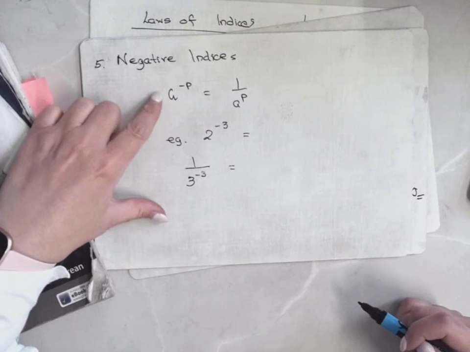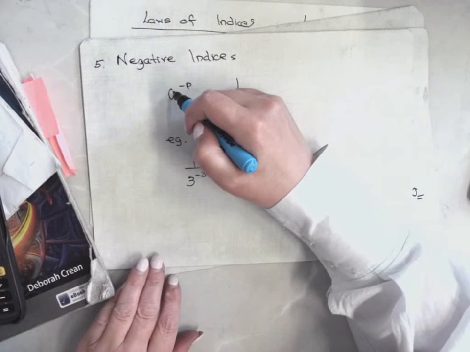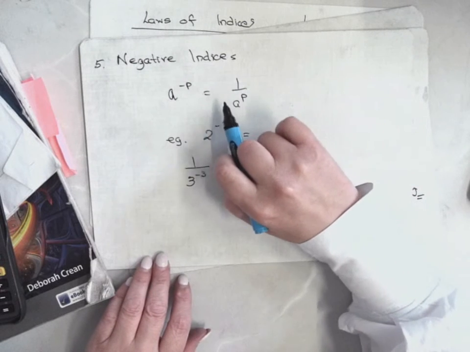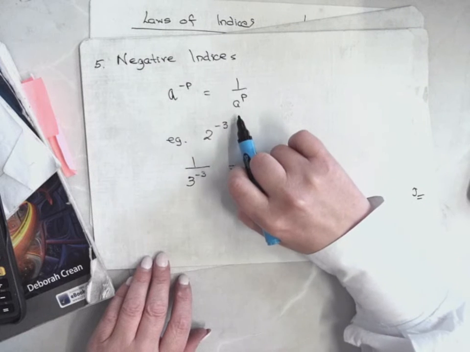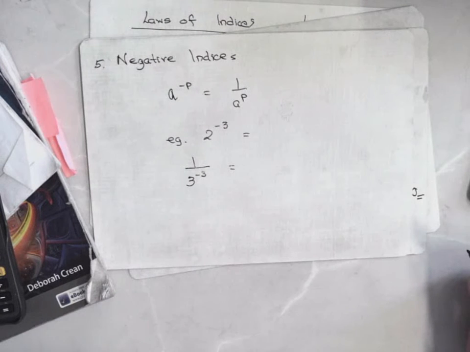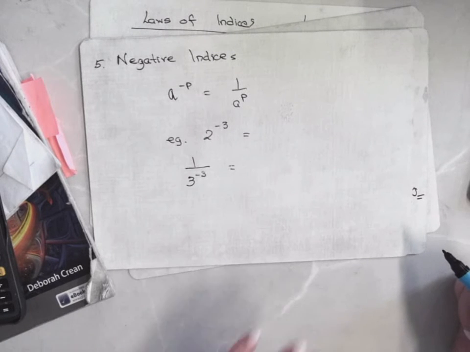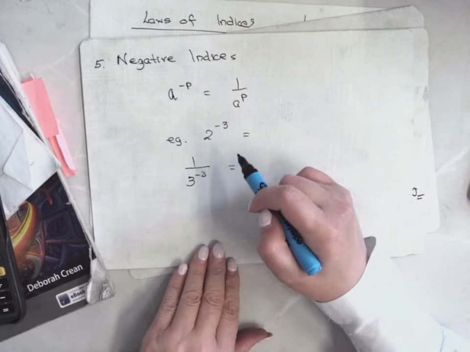Right, okay, and this is how it's written in the log tables. In the log tables it will say a to the power of minus p is the same as 1 over a to the power of p, right? What I'm going to do is play a game of upstairs, downstairs. If it's negative and it's upstairs, you bring it downstairs. If it's downstairs and it's negative, you bring it upstairs and change the sign. I'll show you what I mean here.